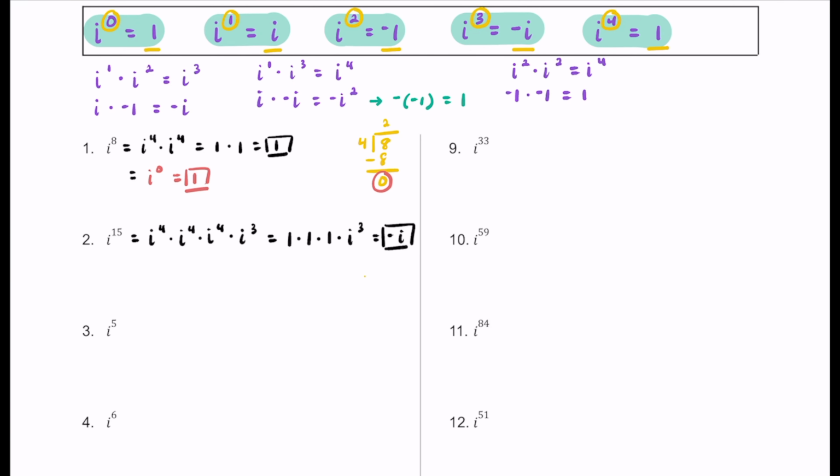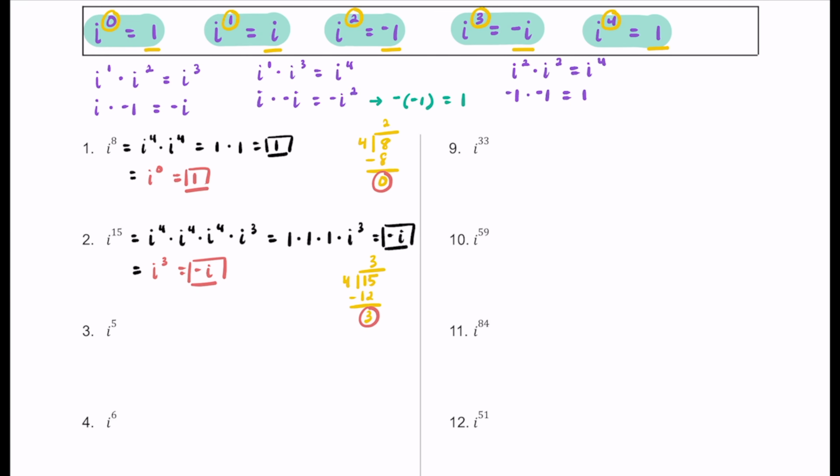Now, using a little bit of a shortcut here, let's practice taking this 15, that's the power, and dividing by 4, because every group of 4 equals just 1. So 3 times 4 equals 12, and we get a remainder of 3 here. Again, if you just do the long division, this remainder of 3 lets us know that you can also just write this as i to the third power. Whatever the remainder is, that's how we can write it, okay? And if you take a look at this i to the third power, that's equal to negative i, so we can say this is equal to negative i.